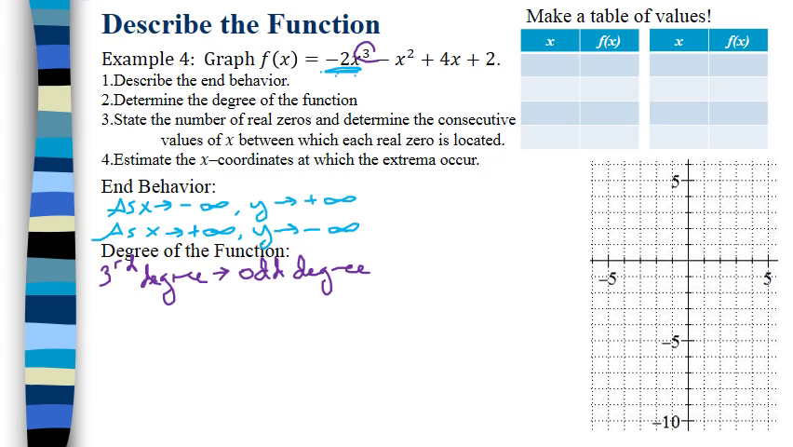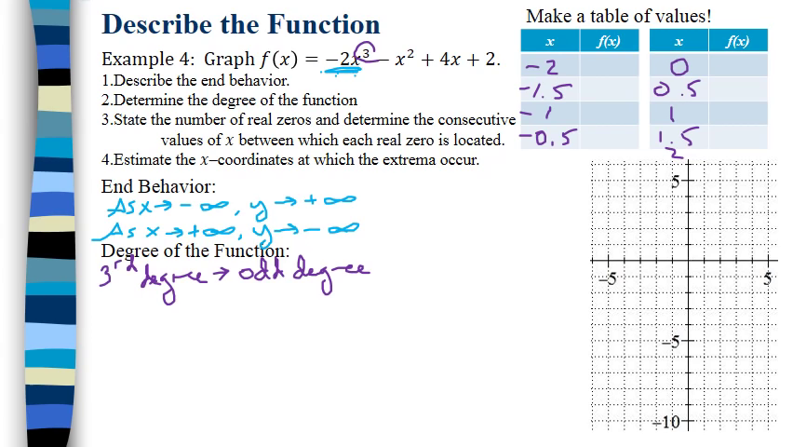Okay, so to find the number of real zeros, we're going to want to find some xy values. So let's go ahead and try. My starting point is always -2, -1.5, -1, -1/2, 0, 1/2, 1, 1.5, and I didn't leave space for 2, but that's okay. Go ahead and pause the video and find your corresponding y values for those x values.